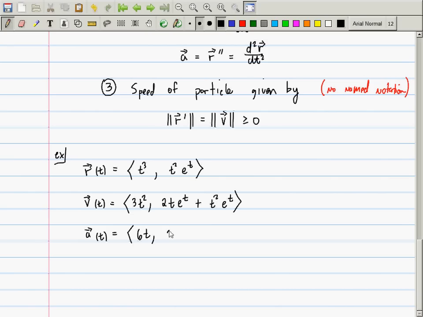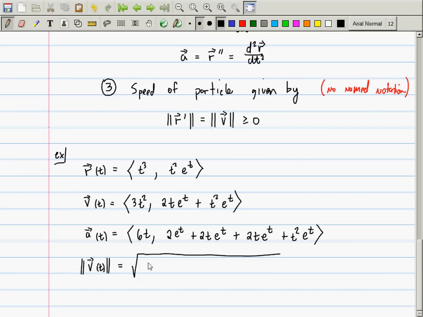Okay, so then the acceleration will be the derivative of the previous line, so then 6t, and then we will get 2 e to the t plus 2t e to the t plus 2t e to the t plus t squared e to the t. I don't particularly care about any kind of simplification. Okay, so then the speed is the magnitude of the velocity. So then now, what does that mean to compute the magnitude of the velocity in this case? The square root of the sum of the squares, right? Good.